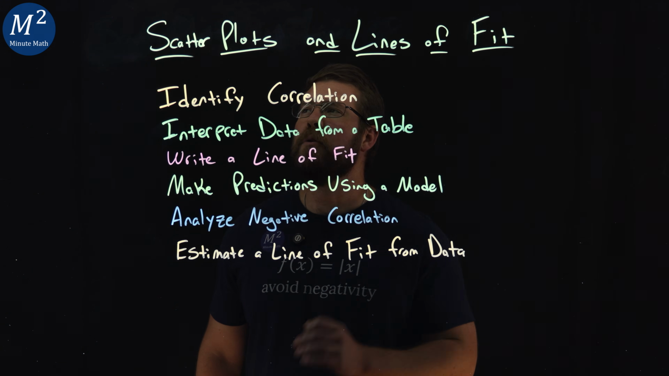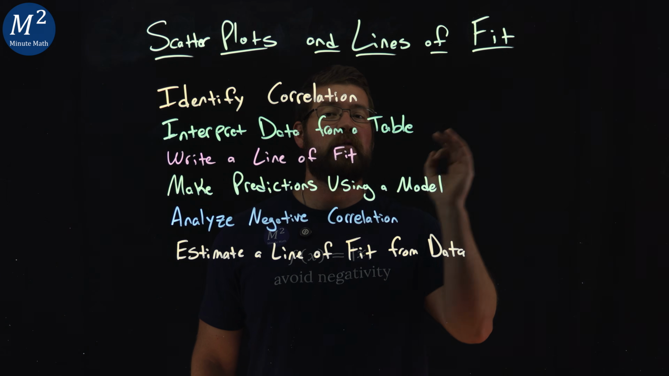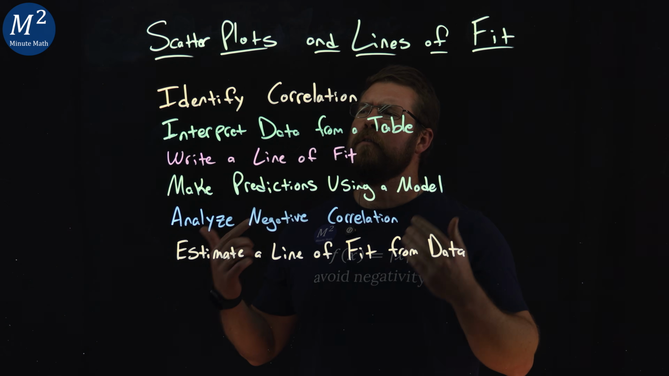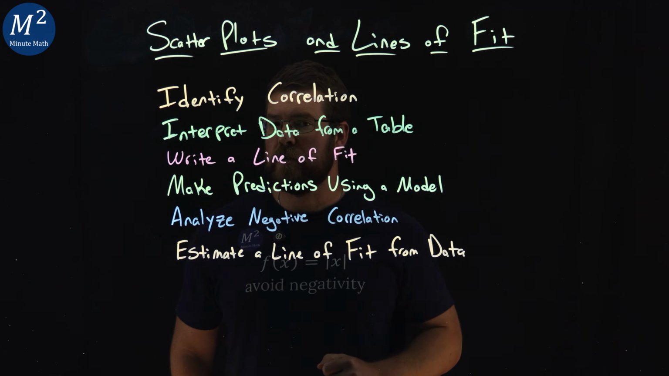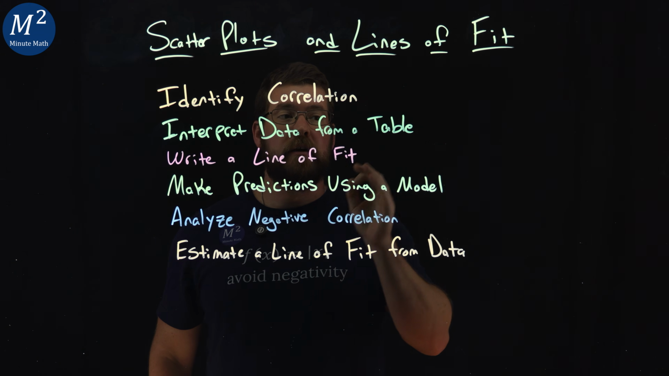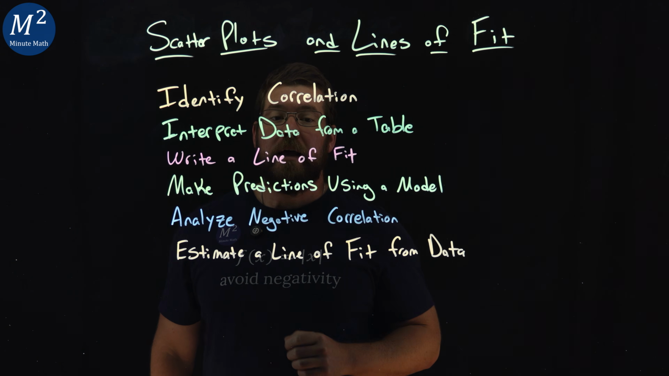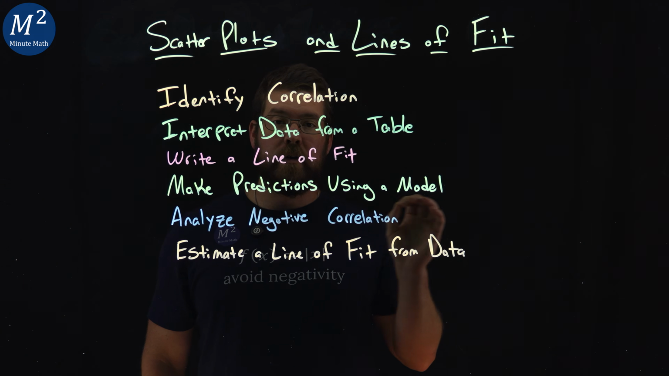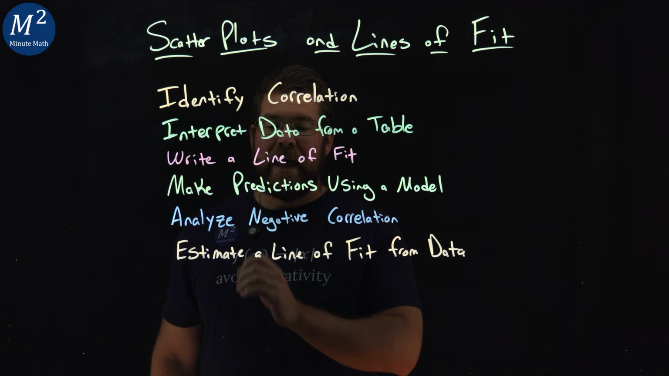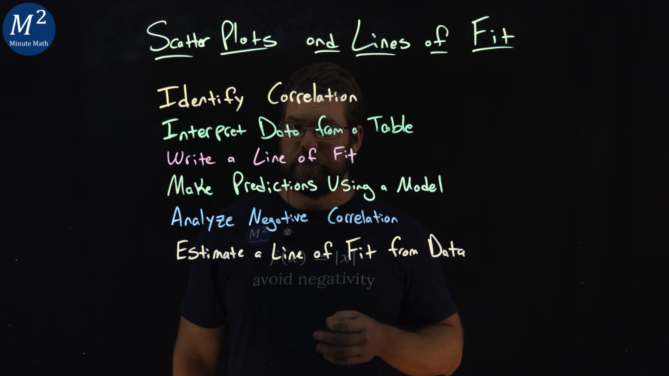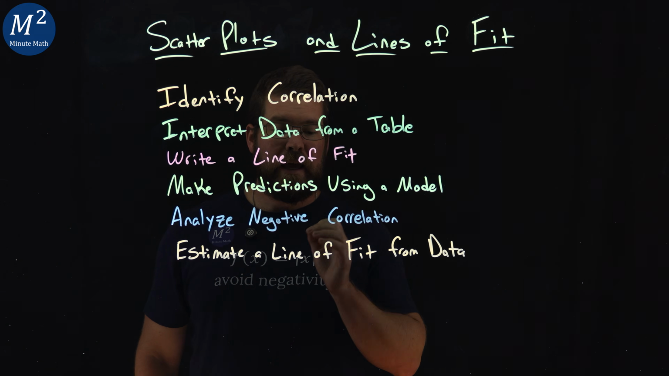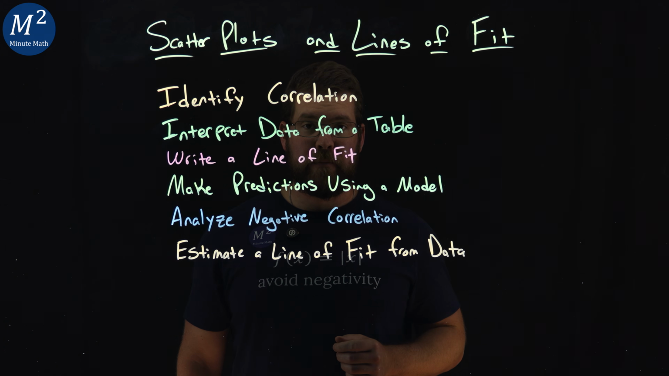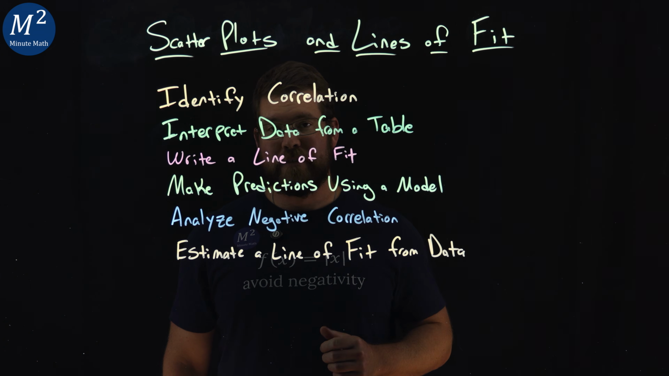And today we're learning about scatter plots and lines of fit. In this video, we're going to identify correlation. Then we're going to interpret data from a table. We're going to write a line of fit. We're then going to make predictions using a model. We're going to analyze negative correlation. And lastly, we will estimate a line of fit from data. So, when you're ready, let's get started.